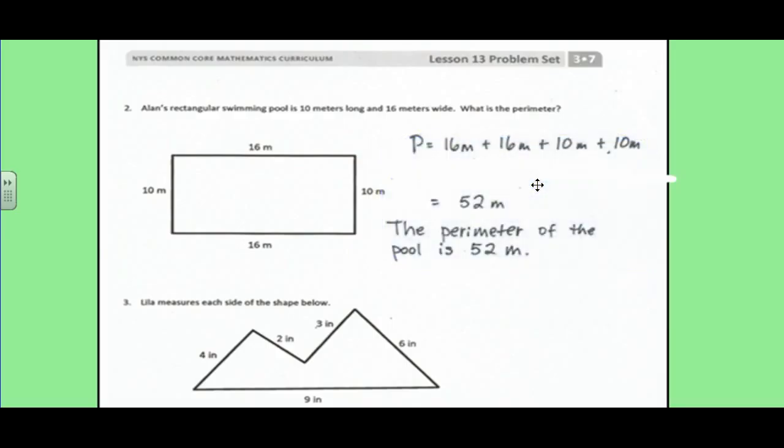So you should have had 16 plus 16 plus 10 plus 10. If I were you, I would have used some type of strategy. I know 10 plus 10 is 20. And I know with 16 plus 16, some of you might not know that, but 16 plus 16 is 32. So whenever I have 32 and 20 together, that gives me 52. So the perimeter of the pool was 52 meters.